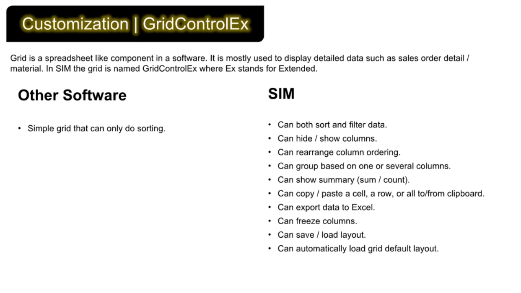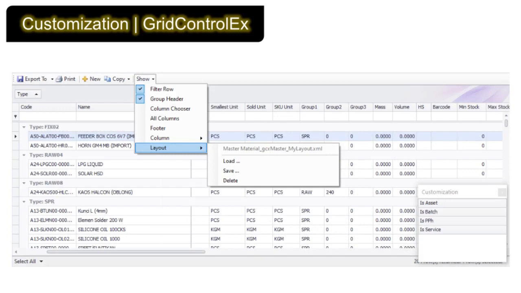You can export the data to Excel. You can freeze some columns to aid you when scrolling. And the most important thing is that what you already arranged can be saved into a layout file. And SIM will remember the last layout and use it next time you visit the same form. This is the sample Grid Control X interface.